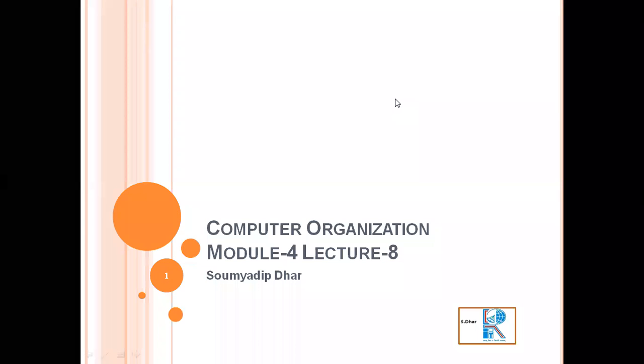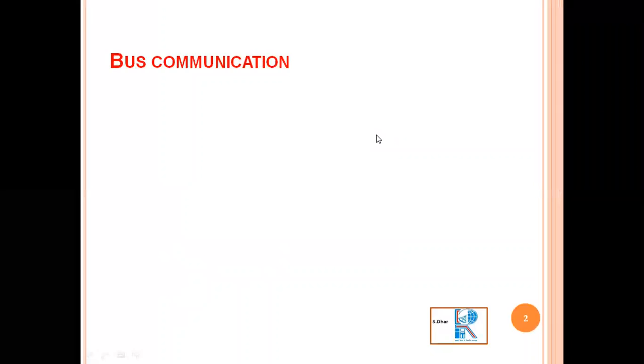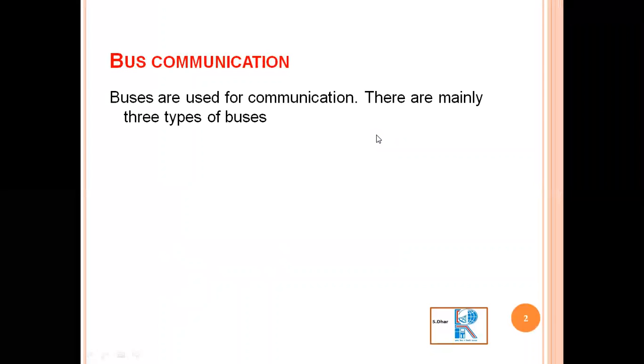So today our class is Computer Organization Module 4, Lecture 8. Last day we learned about the communication between the two different types of devices. The communication between different types of devices can be done in three ways, as I have already discussed.